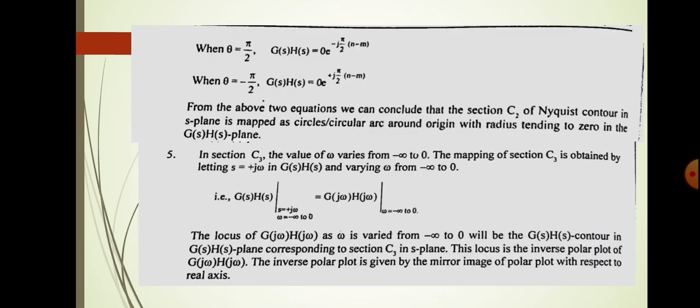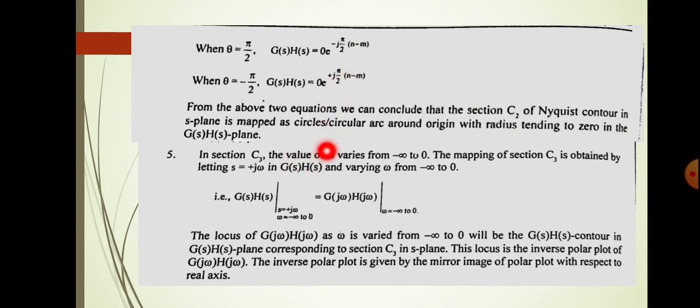That means when theta equals pi by 2, the contour will have a value 0 into e raised to minus j pi by 2 into n minus m. Similarly, when theta equals minus pi by 2, we will get a contour 0 into e raised to j pi by 2 into n minus m. Here 0 indicates the radius value. So when we map an infinite radius circle to the G(s)H(s) plane, we will get a circle or circular arc having radius 0, and the argument varies from minus pi by 2 to plus pi by 2.